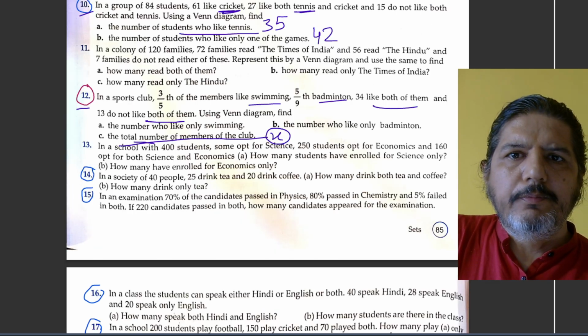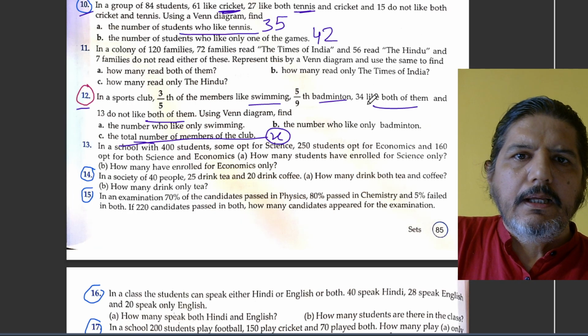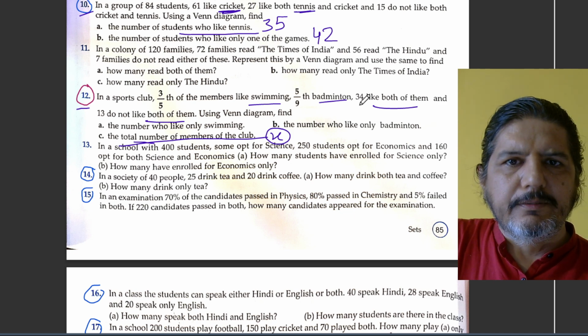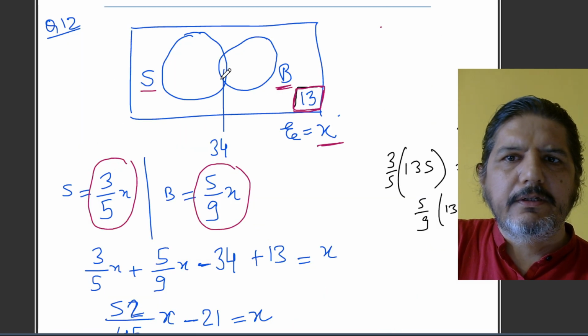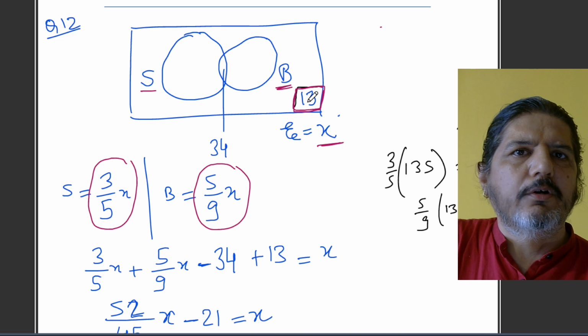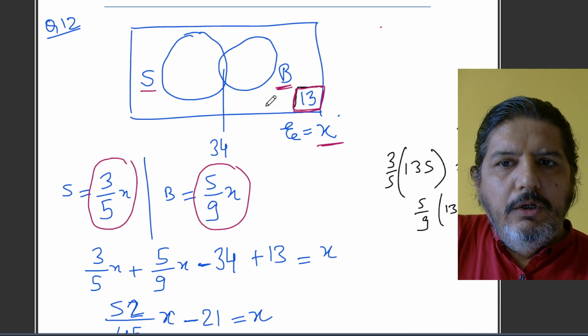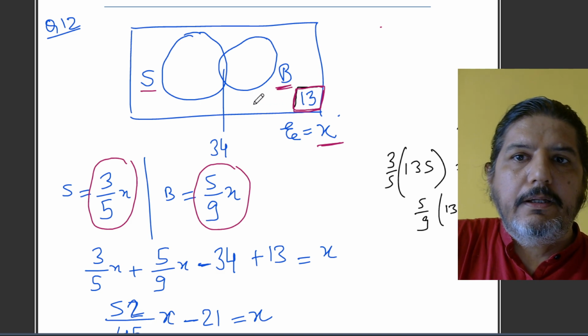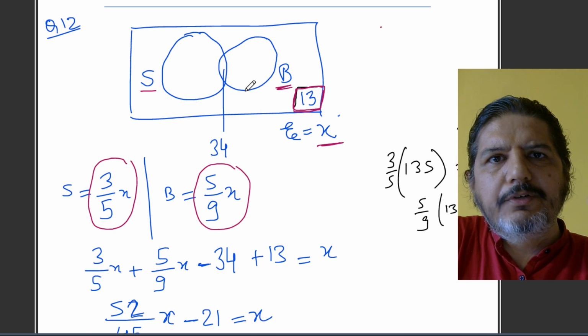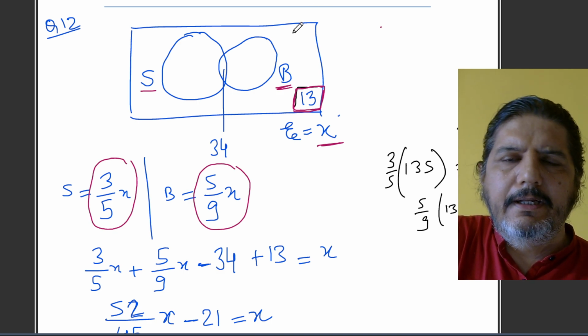Now there are 34 people who like both of them, so these would be the intersection. 34, and 13 I have already put. So now we'll have to make an equation in X. How do I make an equation in X?